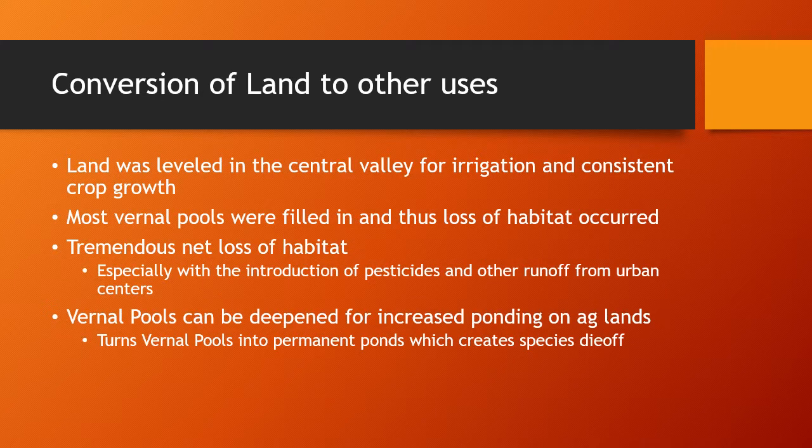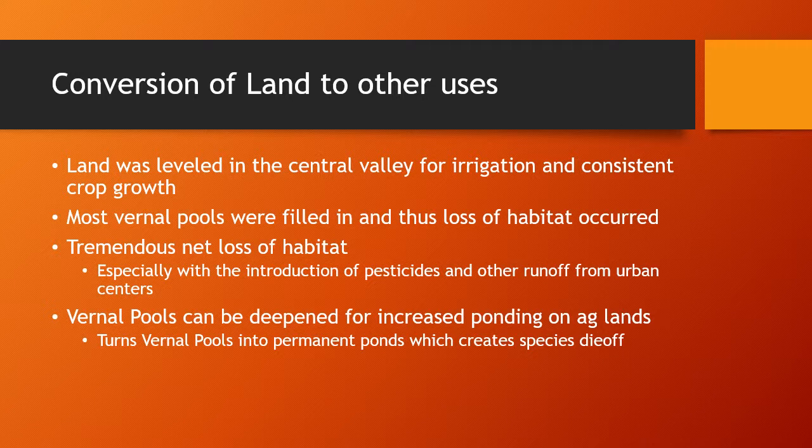Conversion of land to other uses is also a major threat. As I mentioned earlier in my presentation, 50 to 85% of all of the vernal pools that used to be in the Central Valley are now extinct due to irrigation and from consistent crop growth in the area. Most of these vernal pools were ultimately filled in, resulting in loss of habitat.